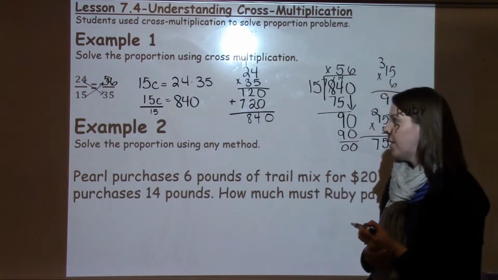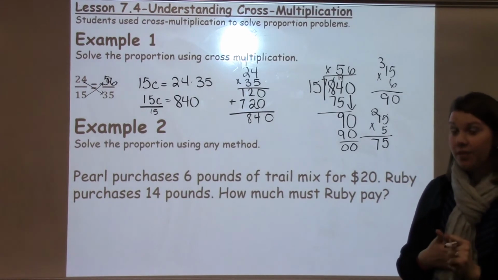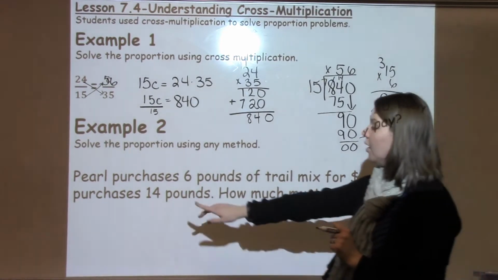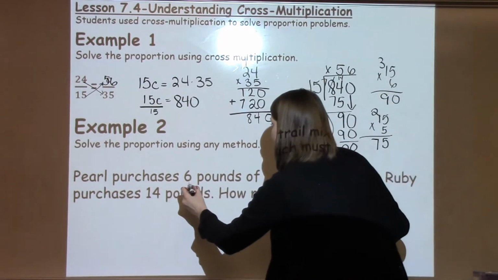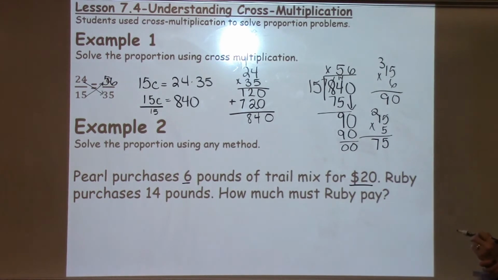All right, going on to question number 2. It says solve the proportion using any method. I'm going to show a method, the factor puzzle method, which is very popular with 6th grade students. Pearl purchases 6 pounds of trail mix for $20. I'm already hearing some information that I'm going to need to use. Ruby purchases 14 pounds. How much must Ruby pay?